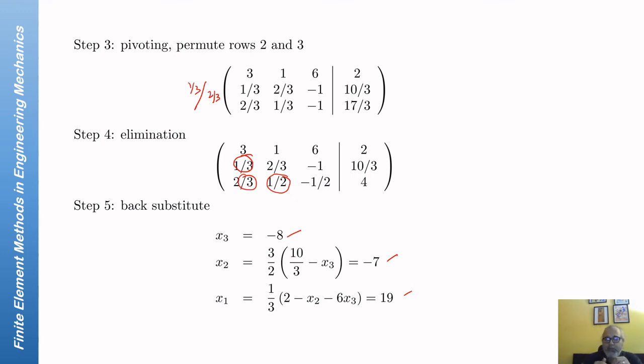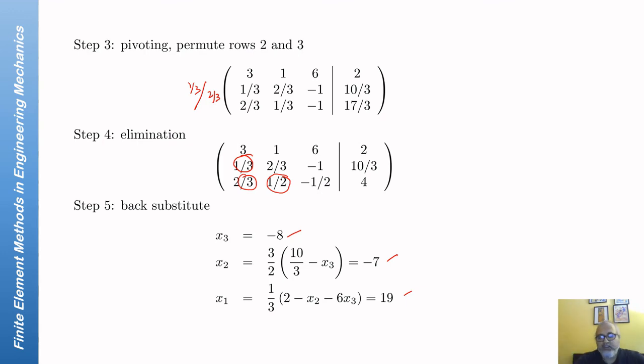Remember, after you have identified a pivot, the permutation process is a multiplication by a permutation matrix. The elimination process is a multiplication by a Frobenius matrix. And in this case, because it's a 3x3 system, you had 2 permutation matrices and 2 Frobenius matrices.